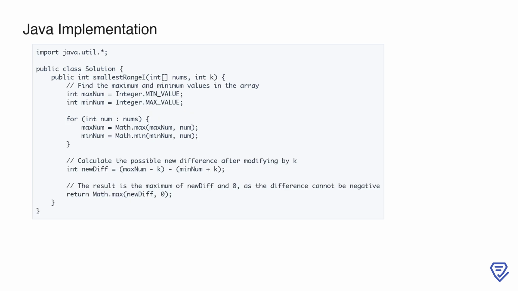This is the Java implementation of LeetCode problem number 908, smallest range I. The logic mirrors the provided Python solution. Key differences include explicit type declarations, the use of a for each loop to compute the maximum and minimum values, and the use of Java's math library for operations like max. The result calculates the range difference after applying the given transformation, ensuring the output is non-negative.